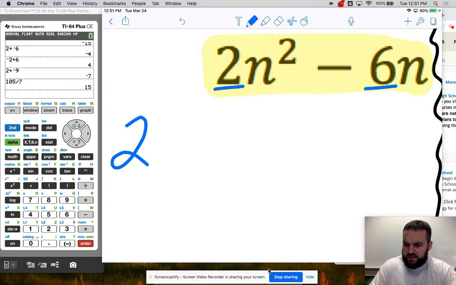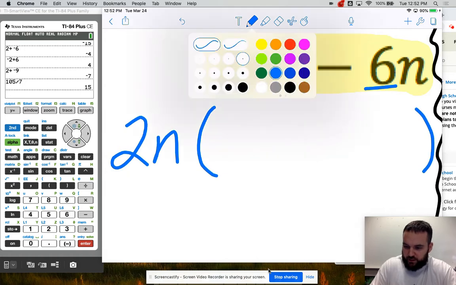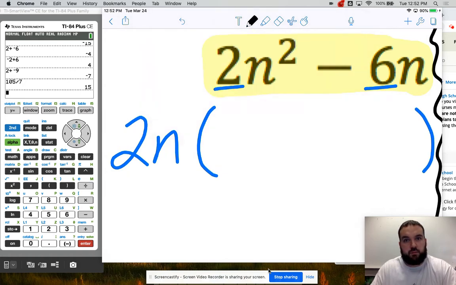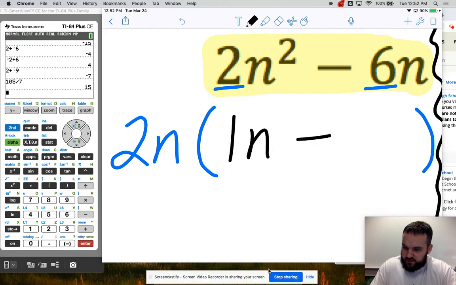The first term has n squared. The second term has just a single n. So that means all I can take out is n to the first power as part of my greatest common factor. Then I'm going to put what's left. 2 divided by 2 is 1, which isn't necessary. I had n squared, but I took one of the n's away. And then here, instead of minus 6, I have minus 3.